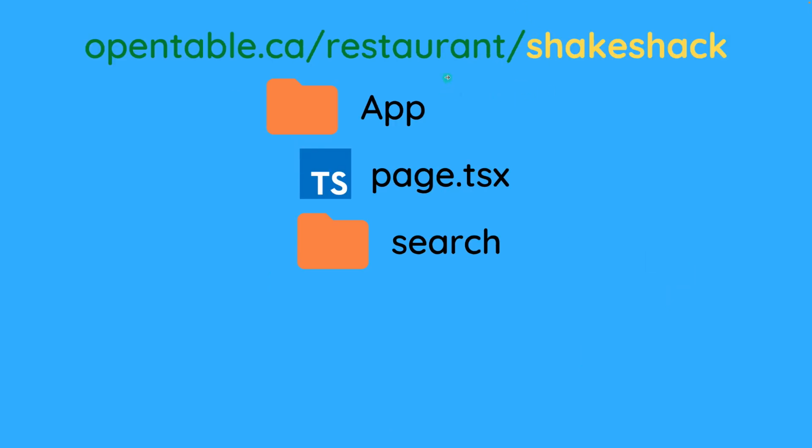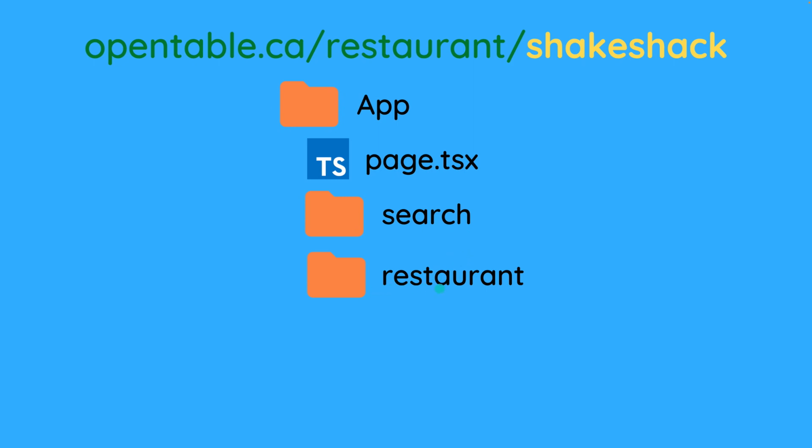Okay, cool. So now let's talk about what if I want to go to opentable/restaurants/shake shack. So you can see here, we have our app directory. We have the page.tsx. We also have the search. I just closed off the file. Within that, we also have the page.tsx file. So now what are we going to do in order to have /restaurant/shake shack? Well, in this case, we're going to add a new directory, and that's going to be called restaurant. And then within this restaurant directory, we're going to add another folder called Shake Shack. And then within this Shake Shack folder, we're going to have our page.tsx. So again, what's going to happen here is, well, Next is going to look at the route here, /restaurant/shake shack.